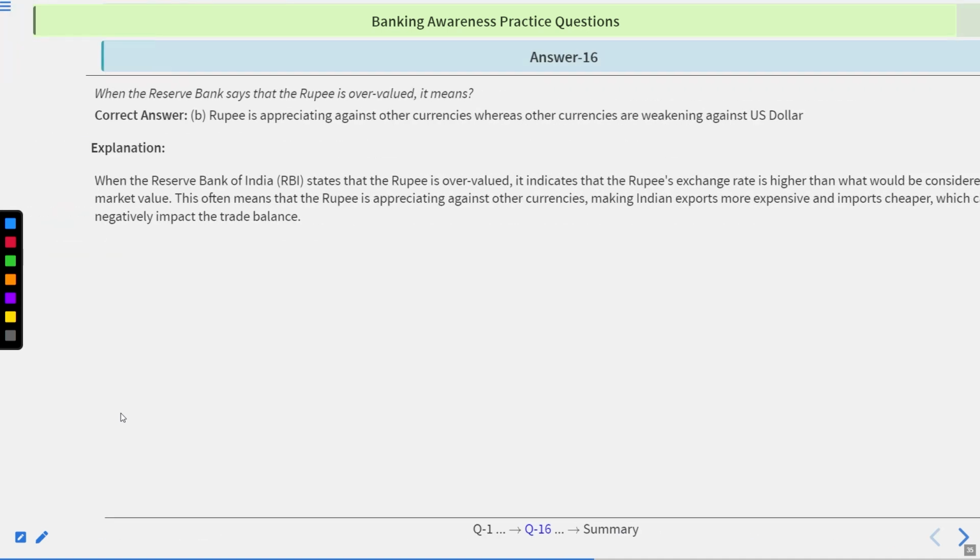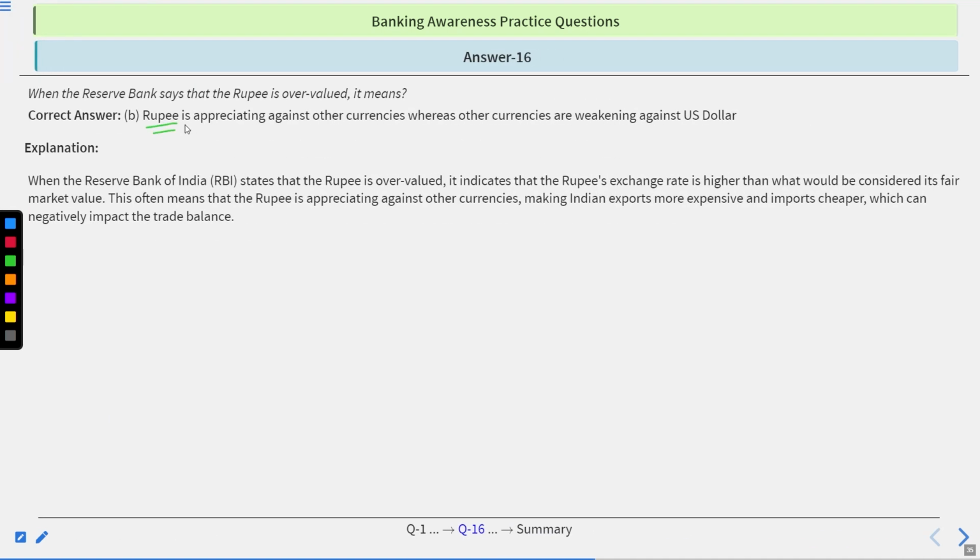Time's up. The correct answer is rupee is appreciating against other currencies, whereas other currencies are weakening against US dollars. Explanation. When the Reserve Bank of India states that the rupee is overvalued, it indicates that the rupee exchange rate is higher than what would be considered its fair market value. It often means that the rupee is appreciating against other currencies, making Indian exports more expensive and imports cheaper, which could negatively impact the trade balance.